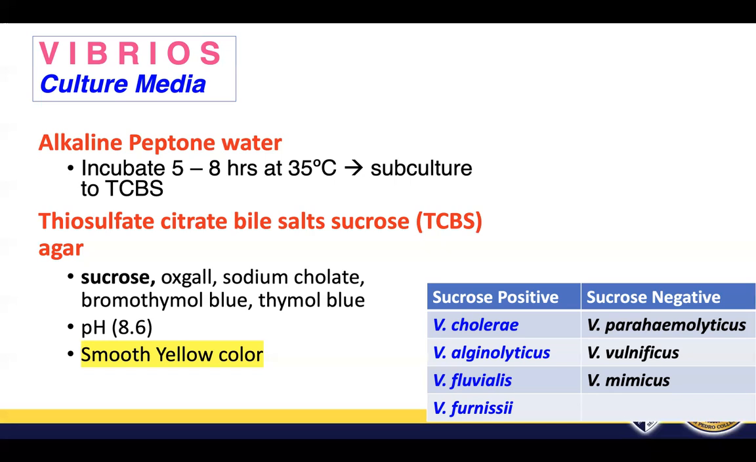So the high pH, the oxgall, and the citrate are important in inhibiting gram-positive bacteria and lactose-fermenting gram-negative bacteria. Sucrose, of course, is added to demonstrate sucrose fermentation by the organism. If they are able to ferment sucrose, they will produce smooth yellow colonies on the green TCBS. This is a table showing the different species of Vibrio, those that are sucrose positive and those that are not able to ferment sucrose.